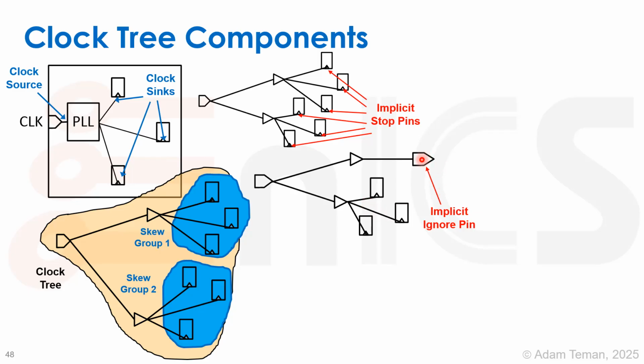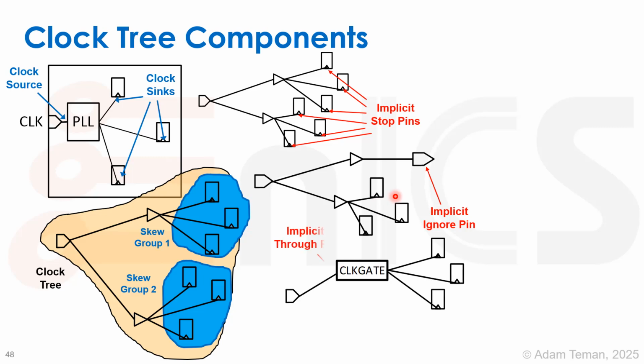There are what we call ignore pins. Ignore pins are pins that we build a clock tree up to, but we do not consider them for skew balancing. And for example, if we have a primary output that is driven by my clock source that is on my clock tree, it's implicitly going to be an ignore pin. So we will not be balancing this with these flip-flops over here.